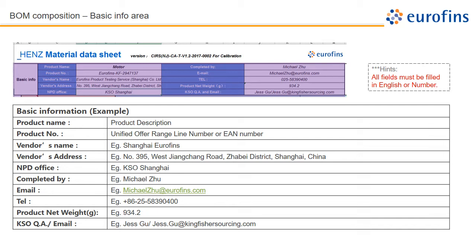And vendor's name and vendor's address. Vendor here means the one who has a trade relationship directly with Kingfisher, not the factories or the manufacturers. NPD office means the Kingfisher office who communicates with you in daily business, by email and telephone. Point at who from the vendor side is responsible for the information input. KSO QA means the key person from Kingfisher for your business.